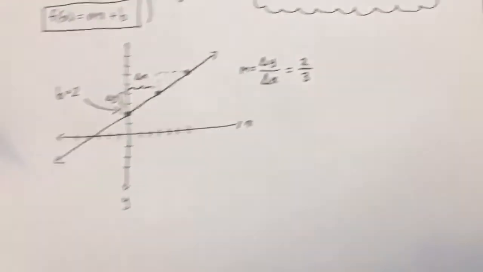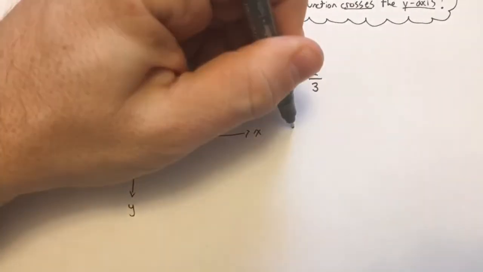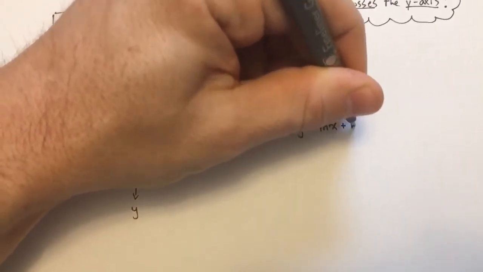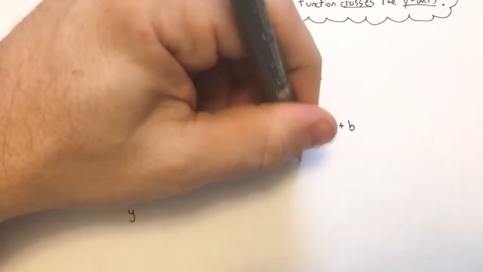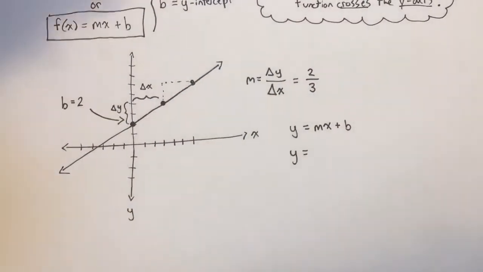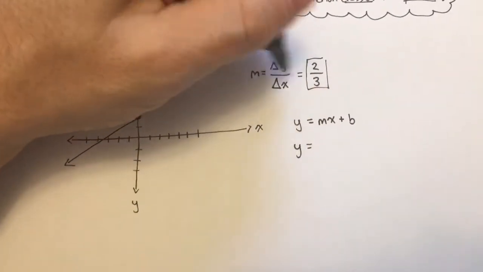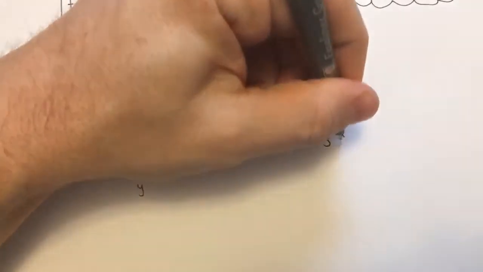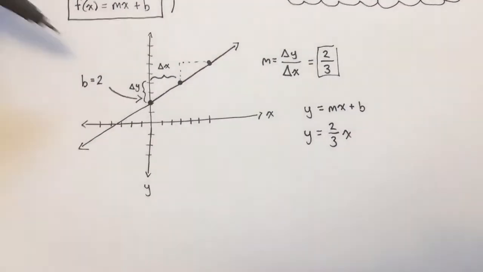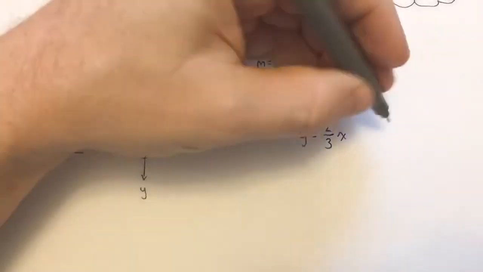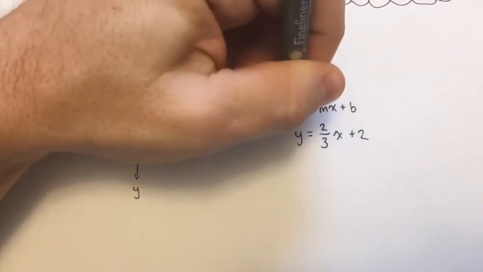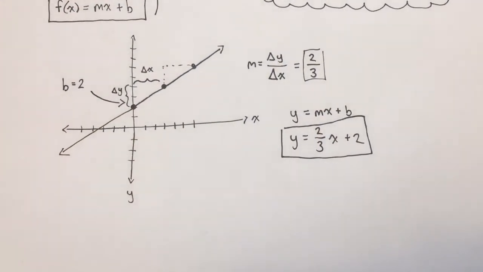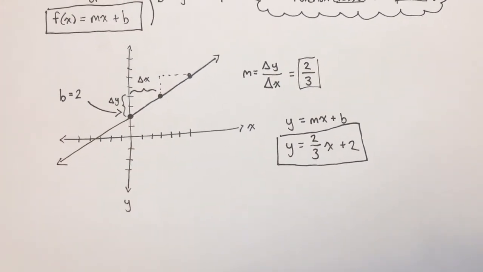So how do we write our function rule out? Off to the side, we write our formula for slope-intercept form, y equals mx plus b. Then we fill in our given pieces of information. Remember, our m value is the ratio 2/3, x, and then we fill in our y-intercept at positive 2. And there you go. So that's how you write a linear function in slope-intercept form.